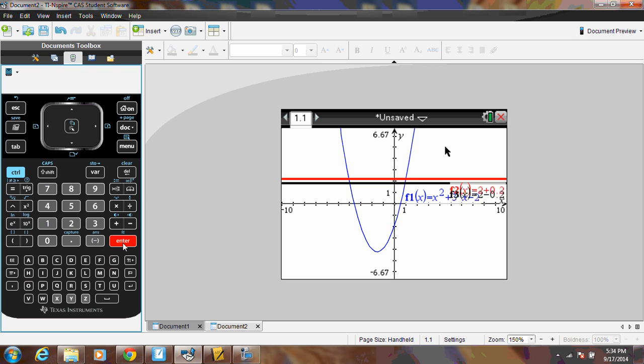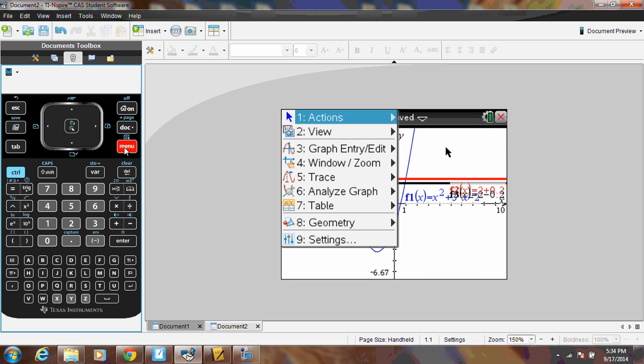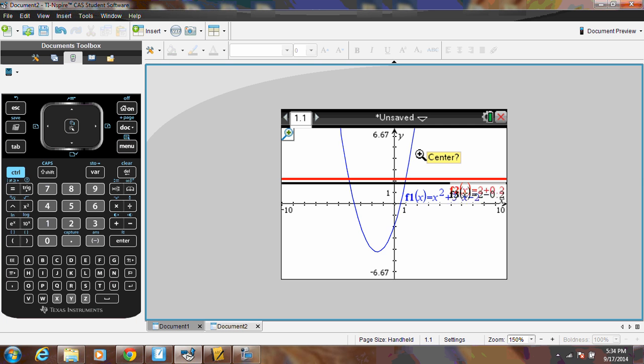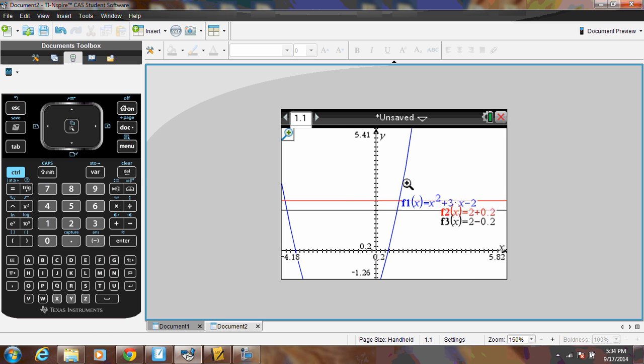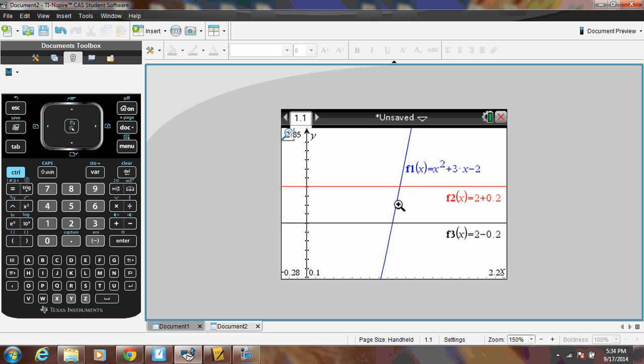Well, I don't care about the entire graph. The only area we're concerned about is this tiny little region over by 1, because we're looking at the limit of 1. So I'm going to go menu and zoom in. And we're zooming in. You'll have to use your arrow key to scroll around, but we're going to zoom in here and zoom in more and zoom in more and zoom in more.